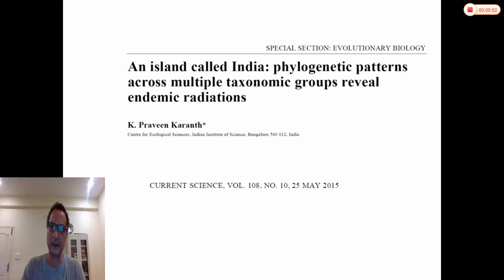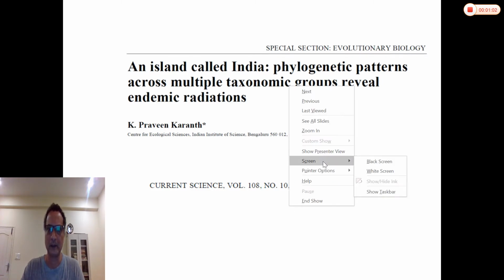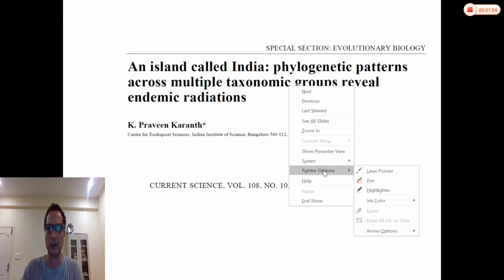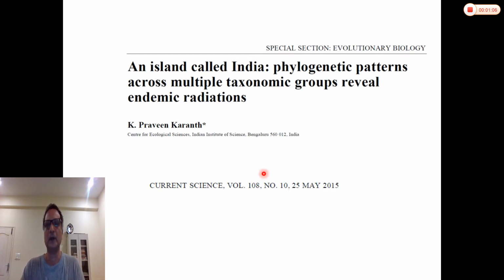And this work is published in 2005, and here's the paper that talks more about endemic radiations. But since then, there have been many more studies, and so I've sort of updated that in this talk here. And I'll also contrast endemic radiation with island radiation in Madagascar. So that's something new that I'll be talking about.